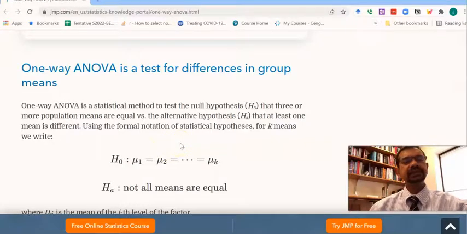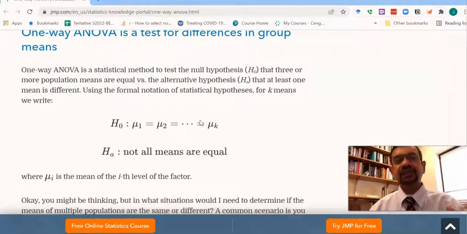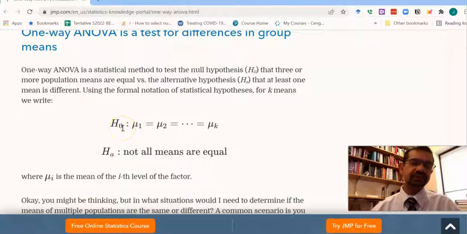In this movie, we will see an example of how to do a one-way ANOVA test for differences of groups in JMP. Our setup is that we have samples from different populations, and we want to see if all these samples come from populations having the same mean or if the means are different across these populations. So here we have K samples, and we are checking for the equality of means across these samples.